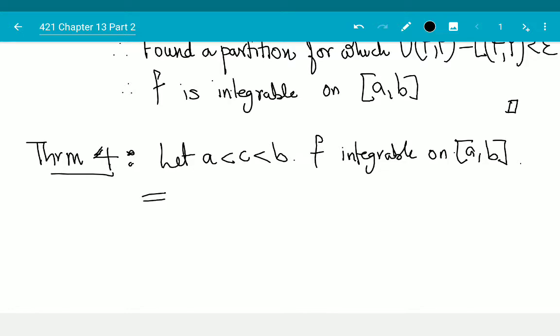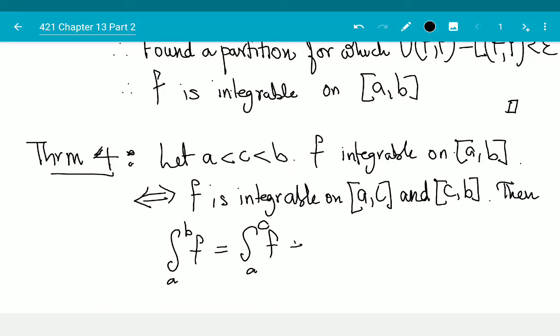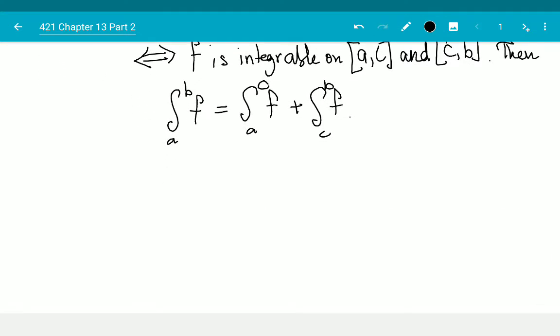Well, f is integrable on [a, b] if and only if f is integrable on [a, c] and [c, b]. Okay, and in that case, the integral from a to b of f is equal to the integral from a to c of f plus the integral from c to b of f. Okay, let's prove this.